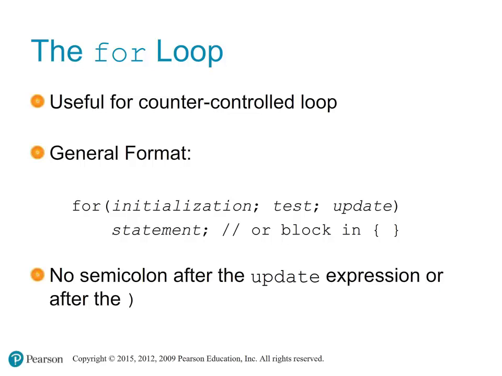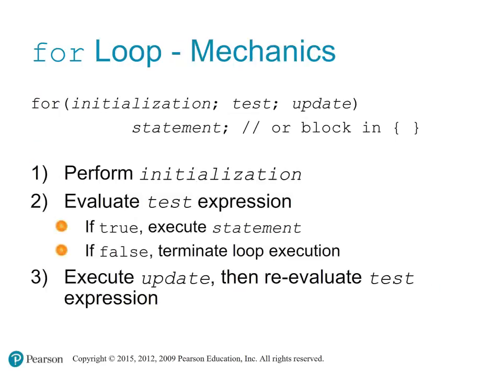The for loop is particularly useful for counter-controlled loops where the number of iterations is known beforehand. The basic structure of a for loop includes initialization, test, and update expressions. There's no semicolon after the update expression or after the closing parenthesis. Step 1. Initialization. The loop starts by executing the initialization expression. This usually sets up a loop control variable. For example, int i = 0.